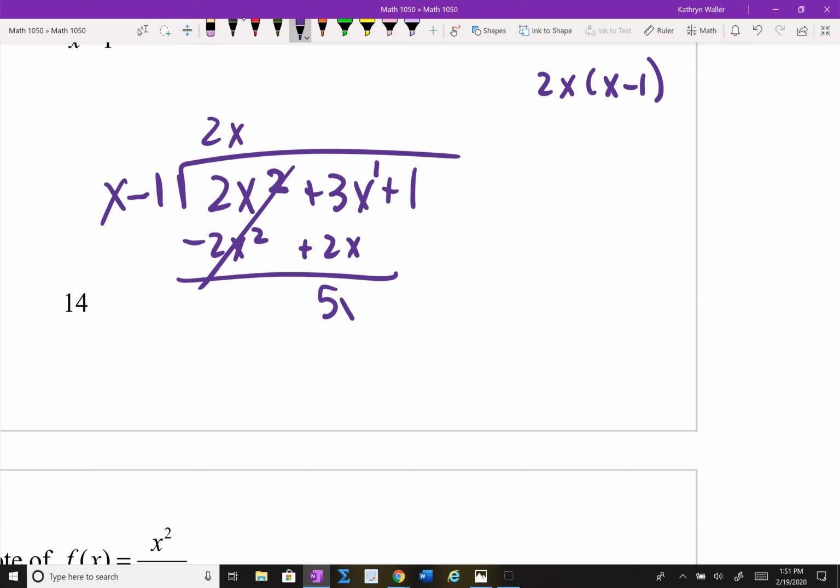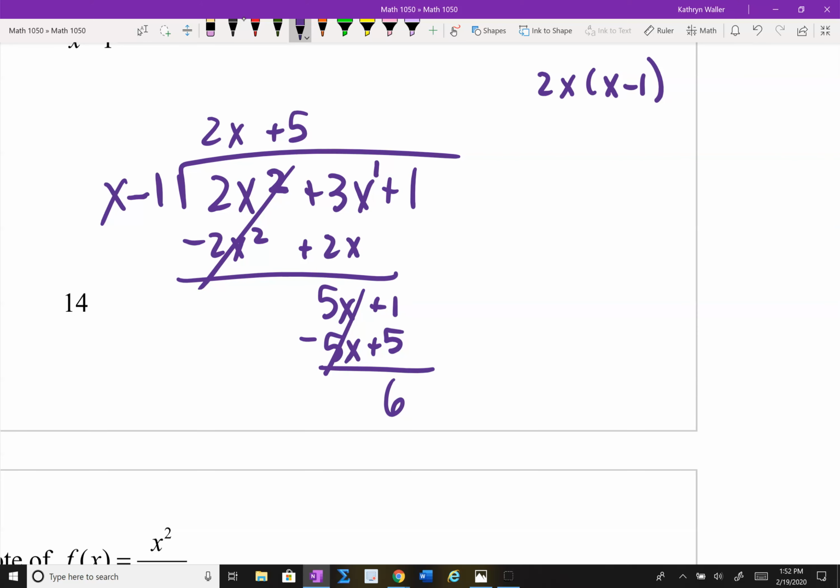3x plus 2x is a 5x. Tell me what to do now. Bring down the 1. Start it again. What do I multiply by x to get 5x? That would be a 5. Distribute, and you get 5x minus 5. Change your signs. First terms cancel.